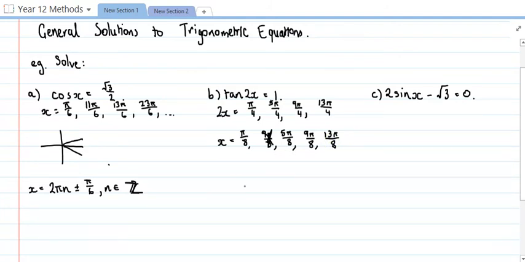So I'm going to draw those in much the same way as I did the last question. Okay, pi on 8 goes out there somewhere. 5 pi on 8, that's a bit more, so that goes up there somewhere. And then 9 pi on 8 would go out here somewhere, and 13 pi on 8 would go down there somewhere.